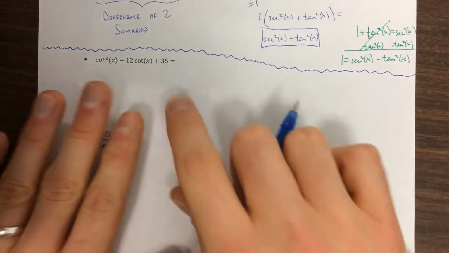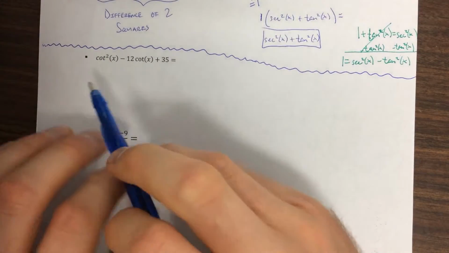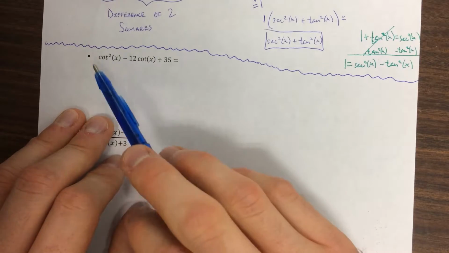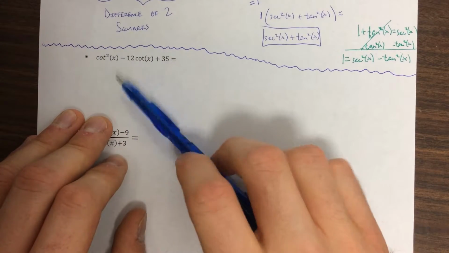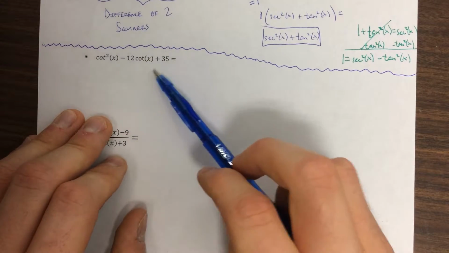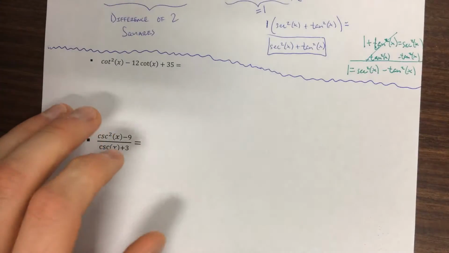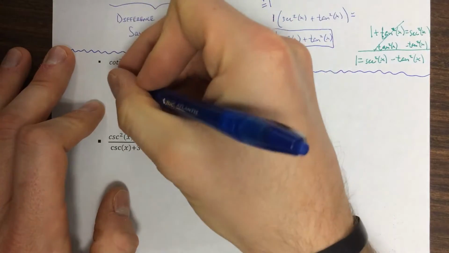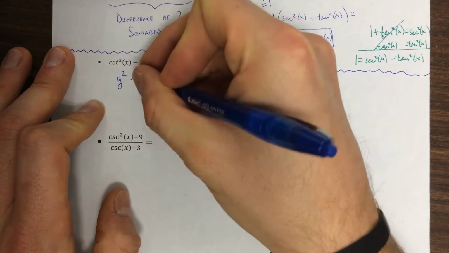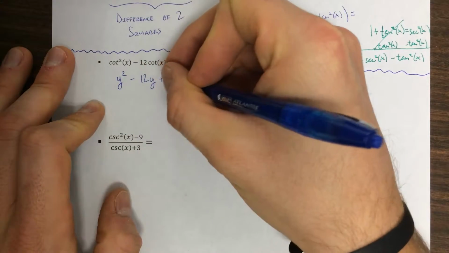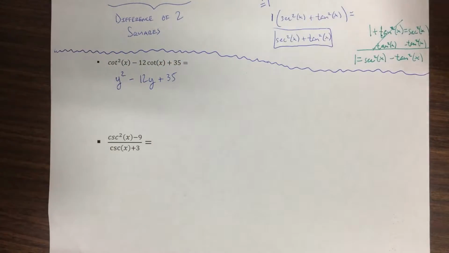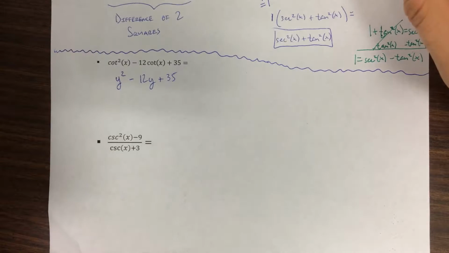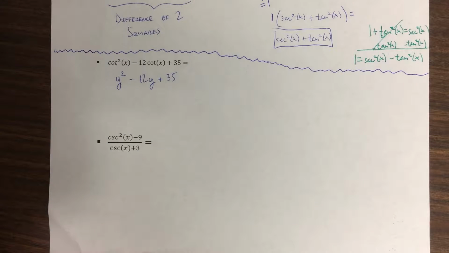All right. So we were looking at this expression. We're trying to factor it, but we notice we have a quantity squared. That quantity being cotangent, minus 12 that quantity again, and then a constant. We could rewrite this as y squared minus 12y plus 35 if we wanted to. And now hopefully this is a form that is familiar.